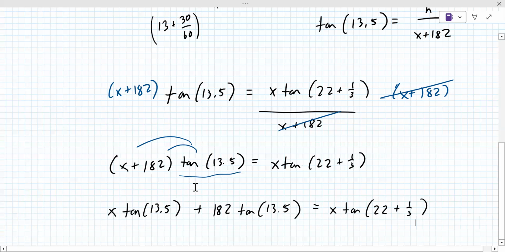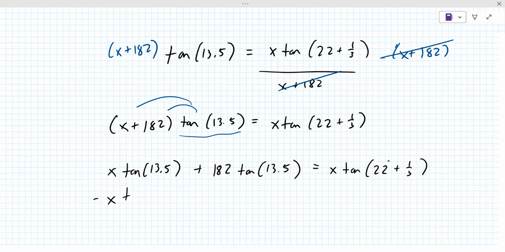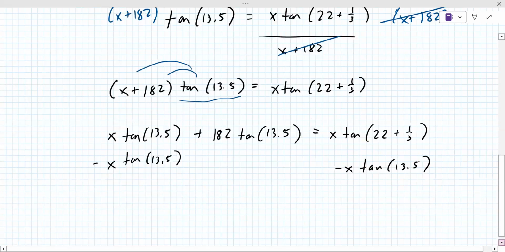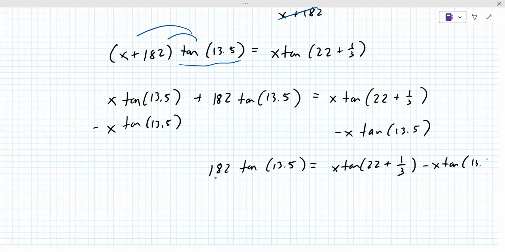I know this looks bad. You're really almost there, okay? We're going to move this x tangent to the other side of the equation by subtracting. Keep in mind the tangent of 13.5 is some number. It looks bad, but it really is just some number. So it becomes 182 tangent 13.5 equals x tangent 22 plus a third minus x tangent 13.5.